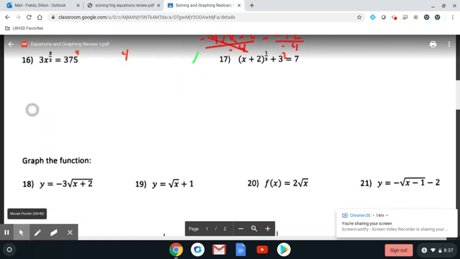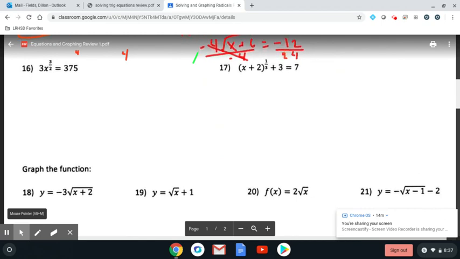All right, so let's go down and look at our last two equations, 16 and 17. 16 and 17 are really similar because you're going to start to see those exponents now being fractions.